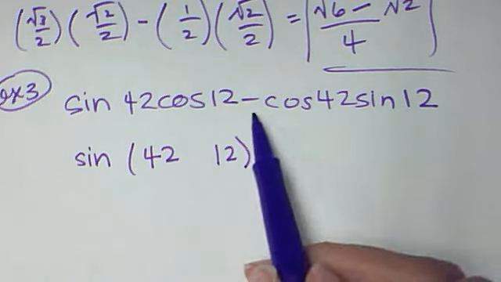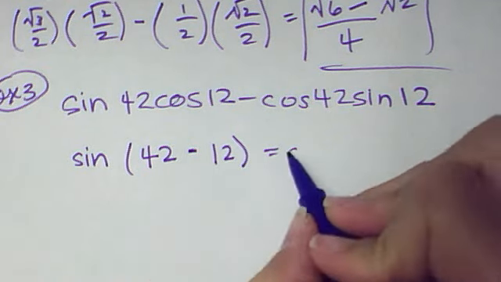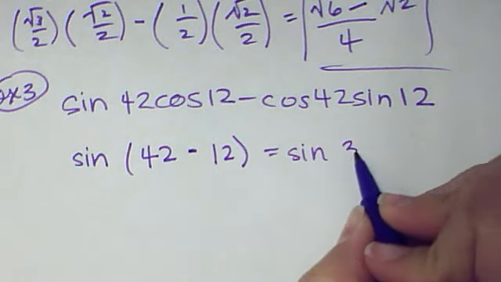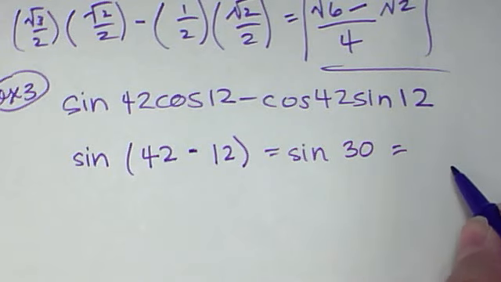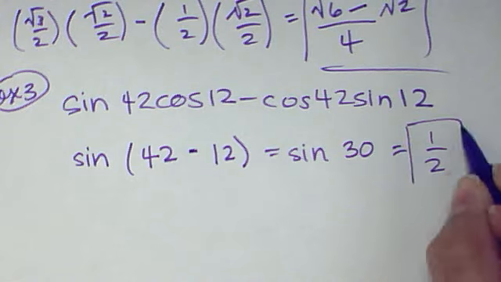For sine, the middle sign stays the same, so that's subtraction. 42 minus 12 is 30. And then that's something that's on our unit circle. So the sine of 30 is 1/2. And that's our final answer.